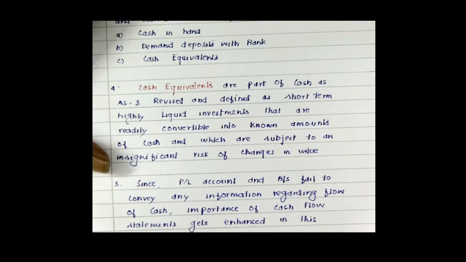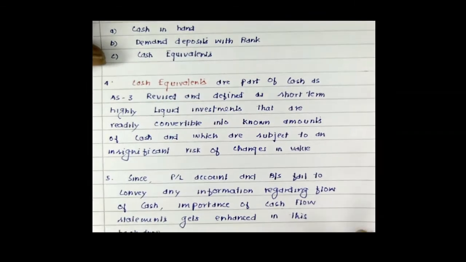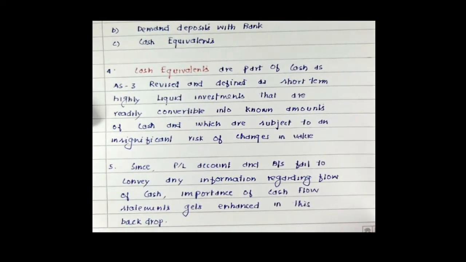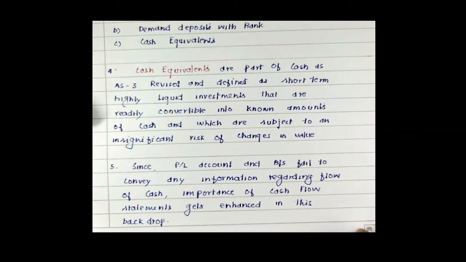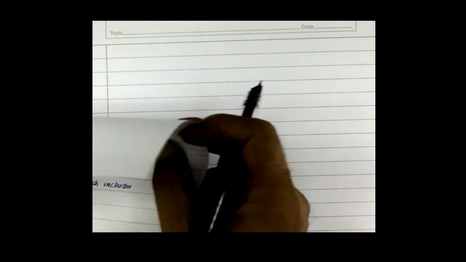So in this background, the profit and loss account and balance sheet fail to convey any information with respect to the flow of cash. So in this background, the importance of cash flow increases, because it lets us know exactly how the cash is coming into the business and moving out. Is it clear to you? If you have written, I can move over to the next sheet then. So here we go.